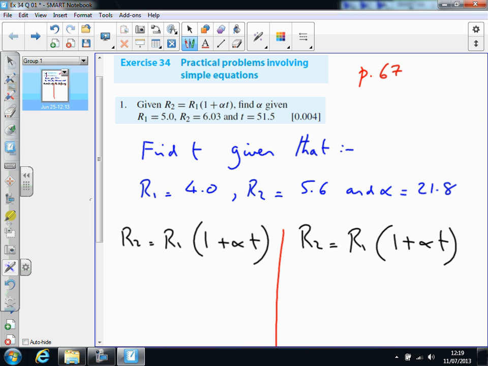Looking at this particular formula, this is to do with the change in resistance as the temperature of something changes, where alpha is the coefficient of resistivity of the material. So R2 will be the final resistance that you get, and R1 will be the initial resistance, usually taken when the temperature is 0. So this is quite a familiar formula.